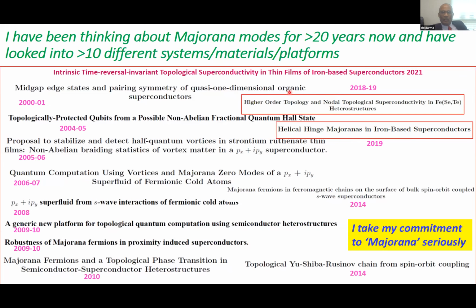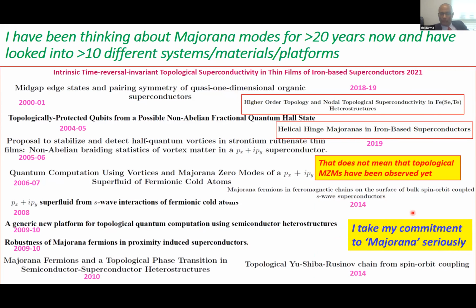More recently, I have been doing a lot of work on iron-based superconductors, which we'll hear about today, but I'm not talking about that. So I basically worked on almost all the major platforms. I have a paper on ferromagnetic chains also, showing that probably Majorana has not been seen there, but it's a very interesting system. So I take my commitment to Majorana very seriously, perhaps more seriously than any other single individual, because I have worked on all the systems for 20 years, okay? But that does not mean that I believe topological Majorana modes have been seen.